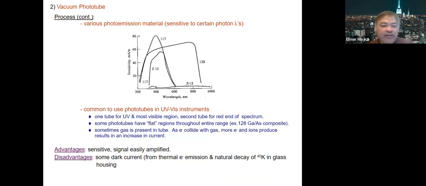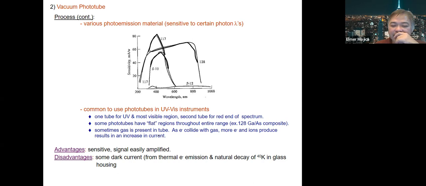Now, if you look at the vacuum phototube, its sensitivity is different at certain wavelengths. So the way they deal with it is to use multiple phototubes, because one phototube is sensitive at this wavelength, one at this one, and another at this one. So one tube for UV and another tube for the visible region. Some phototubes have a flat response throughout the entire area, like the gallium arsenide composite.